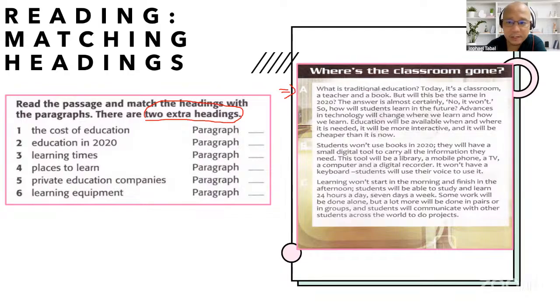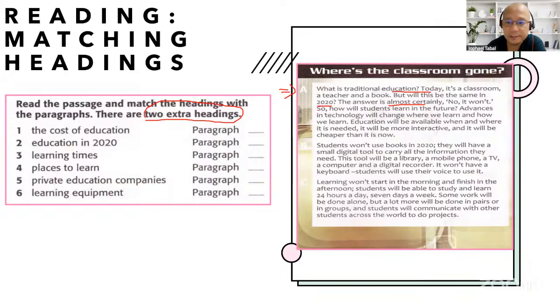For example, what is traditional education? Today, it's a classroom, a teacher, and a book. But will this be the same in 2020? And the answer is almost certainly no. All right, and then after that, you have to find the answer here. Is it the costs? Education in 2020, learning times again, places to learn, private education companies or learning equipment.